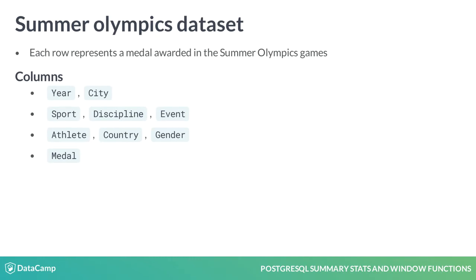Throughout this course, you'll query the Summer Olympics dataset, with each row representing an awarded medal. The columns contain the year, city, discipline, event, athlete name, country, gender, and type of medal awarded.